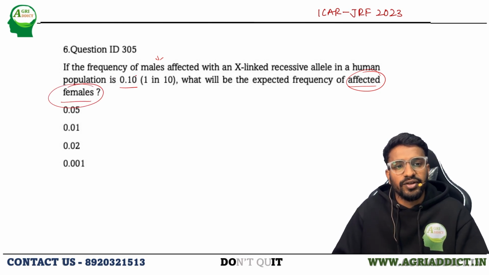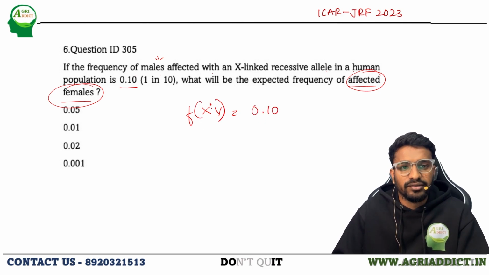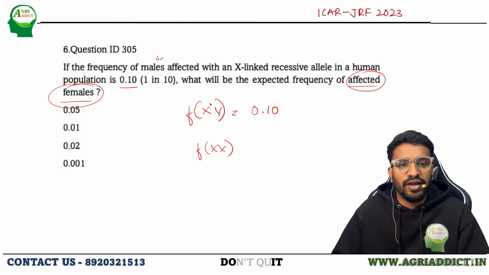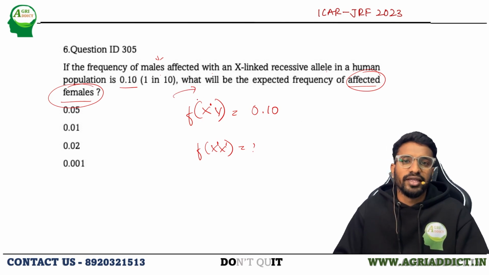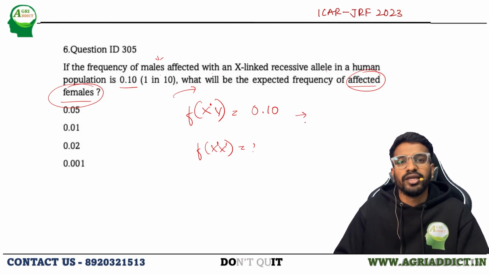They are saying that the frequency of males with the affected X-linked recessive allele is 0.1. That means for X and Y, the frequency is 0.1, right? The allele is present on the X chromosome. Now they are asking us to find the frequency of affected females within the population. We can do this if we apply the simple Hardy-Weinberg principles. You can comment your answers on this video, and I will be replying to each and every answer.